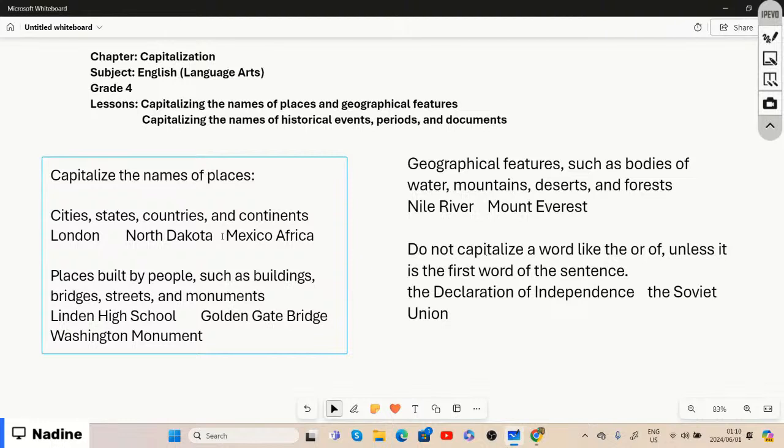Then places built by people, such as buildings, bridges, streets, and monuments, right? An example is London High School. And then we have Golden Gate Bridge.